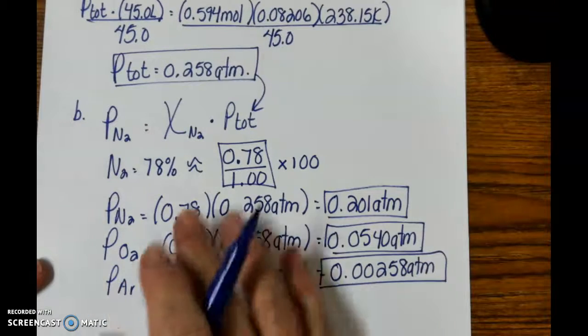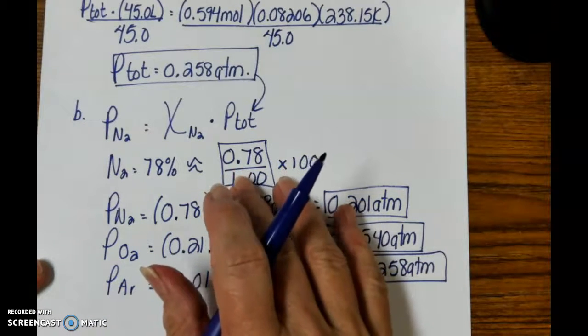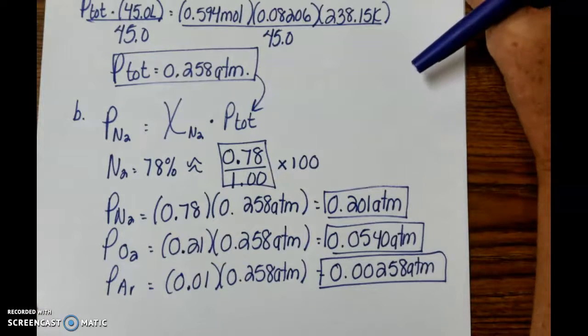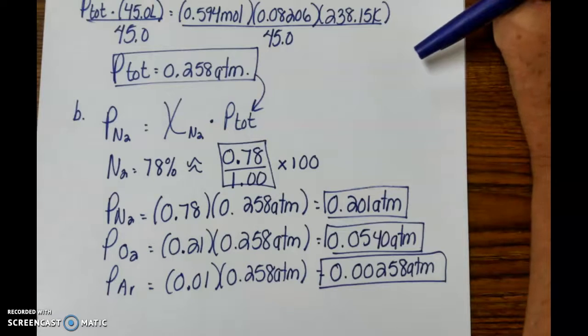So you can see that what I did is I made use of that percentage, pulled the mole fraction out of the percentage, and that allowed me to calculate the partial pressure.